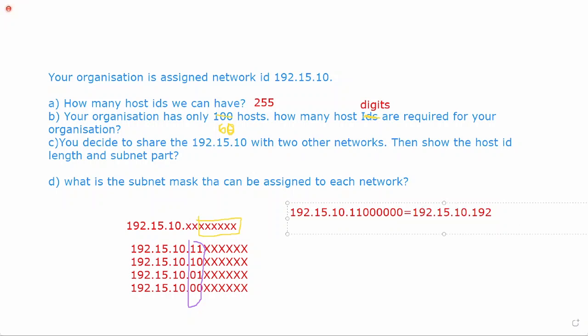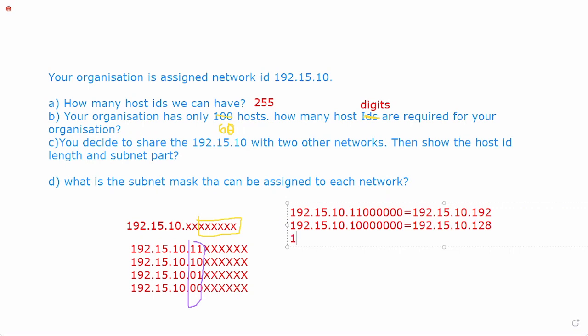Next one is 192.15.10.10, so that is the network part, and then we can put everything as 0 to get the network ID of the next one, right? So that will be 192.15.10.128. First one means 128. Yes, right. 128, right?